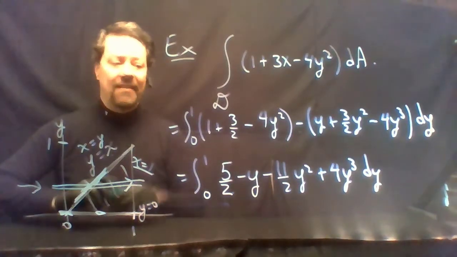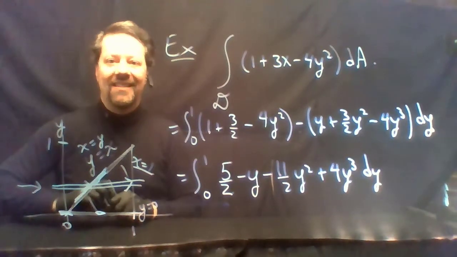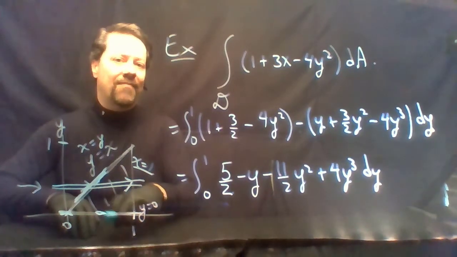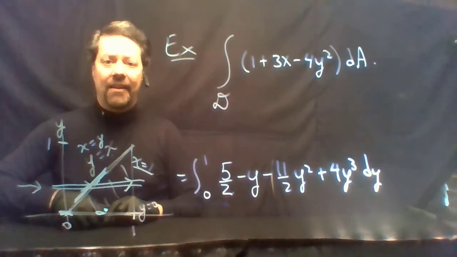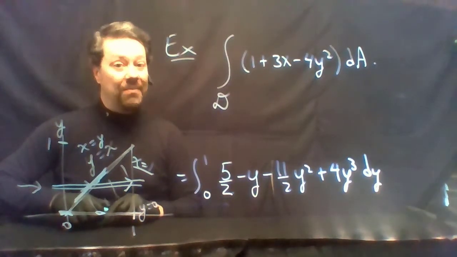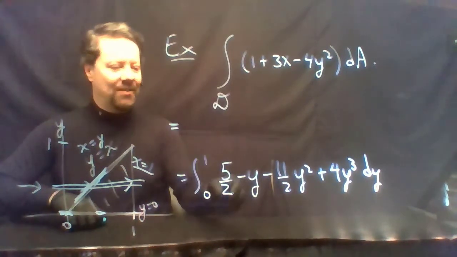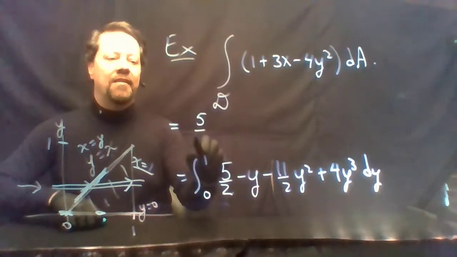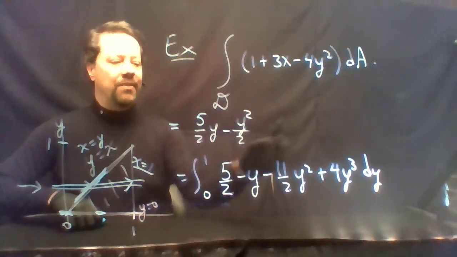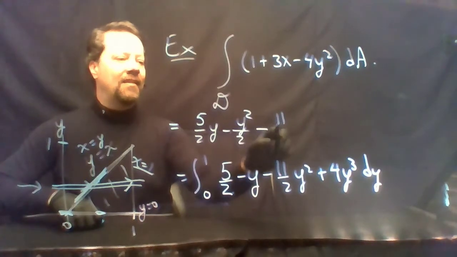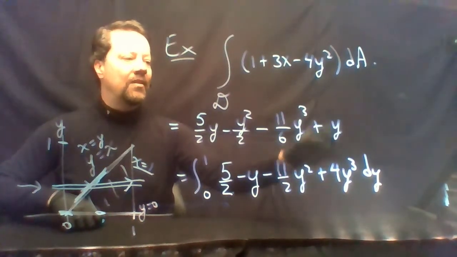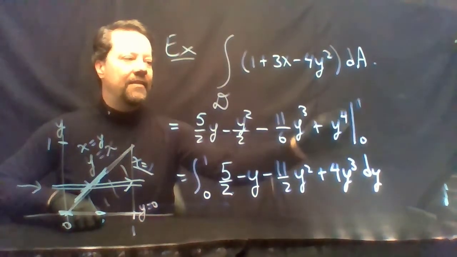Note how different this computation looks at this point than integrating in the other direction using vertical cross sections. Do you really get the same value? 7/6? Fubini's theorem says you do. Let's see. We'll have 5/2 y minus y squared over 2 minus 11/6 y cubed plus y to the 4th evaluated from 0 to 1.